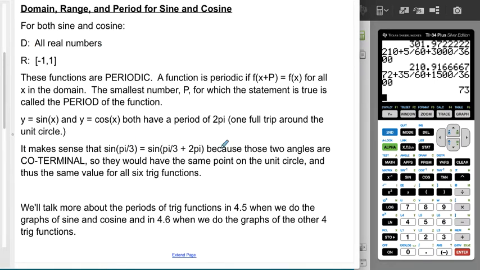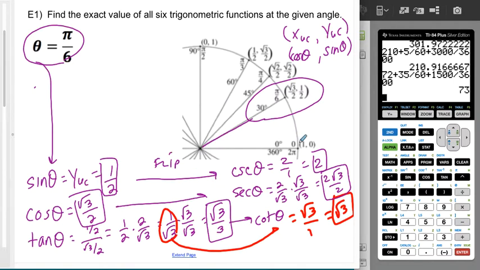All right, so let's talk domain, range, and period for sine and cosine. Both sine and cosine have a domain of all real numbers, which we're going to get more familiar with when we graph them in 4.5. And they have a range from -1 to 1. That makes sense if you look back at the circle for a sec. If we look at this entire circle, the highest the x value gets is 1, and the lowest the x value gets is -1.